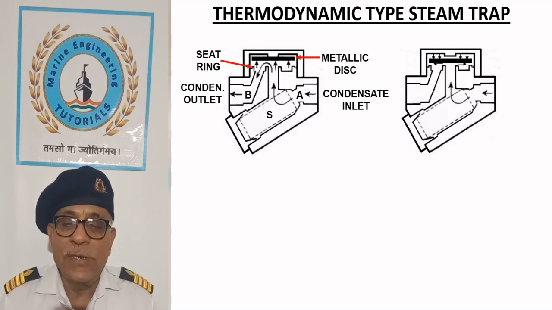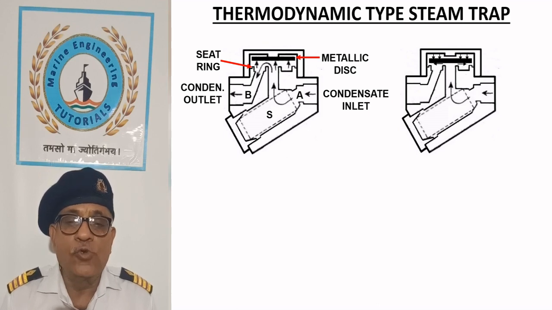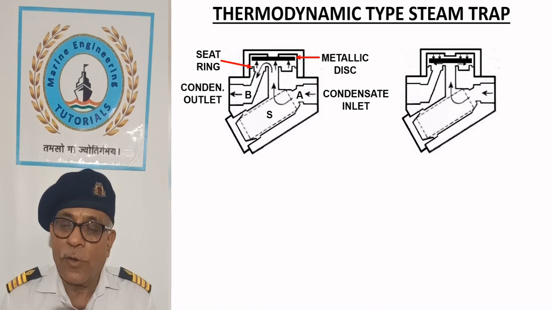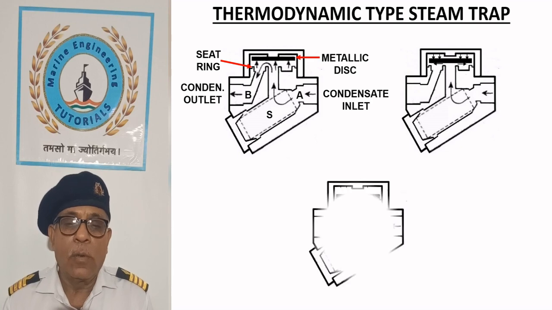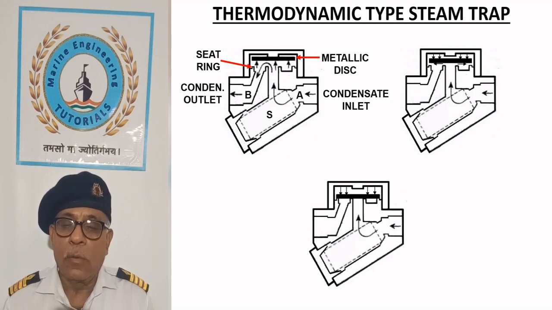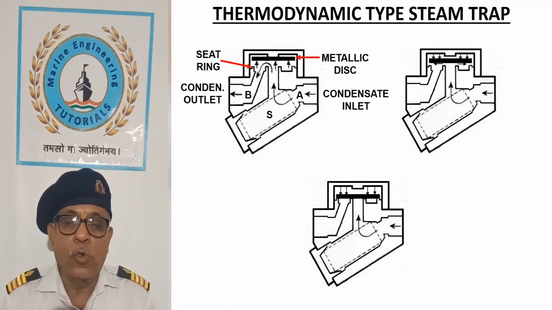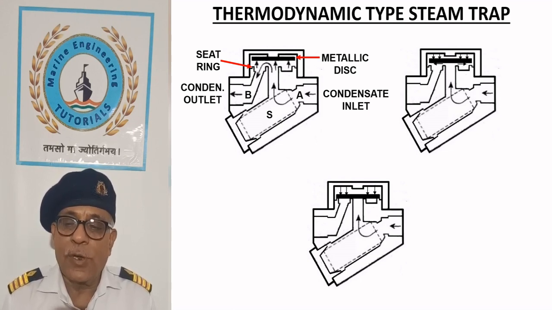As the steam approaches, condensate temperature rises and it flashes to steam. Steam pressure acting on top of the disc overcomes the static pressure underneath and starts closing the valve. This position shows a closed valve with steam pressure acting on top of the disc.